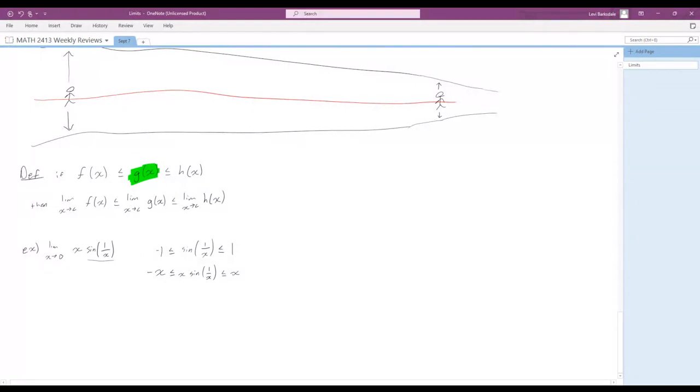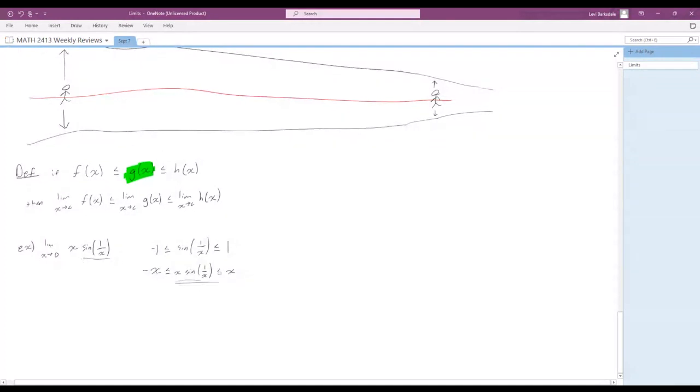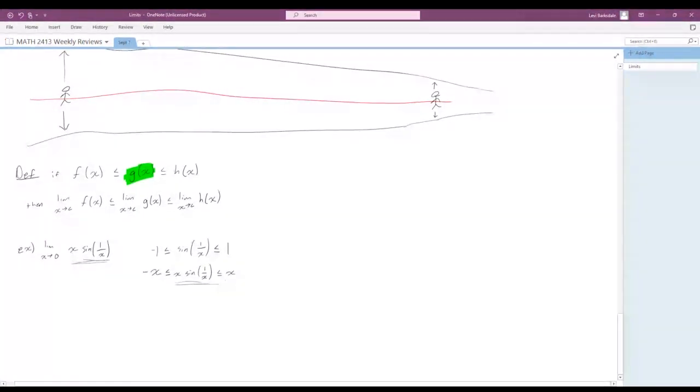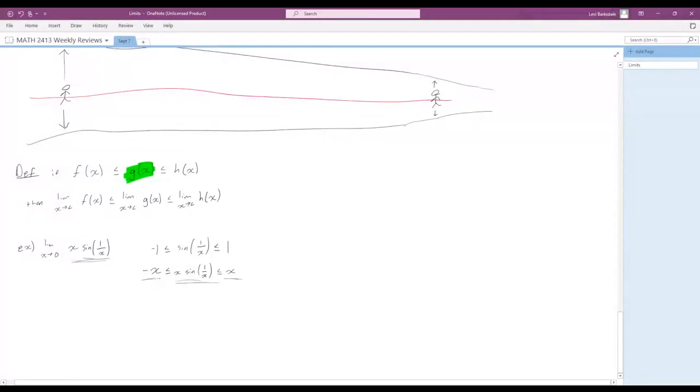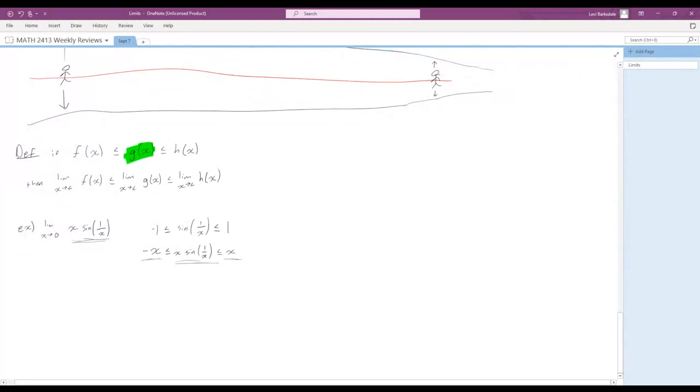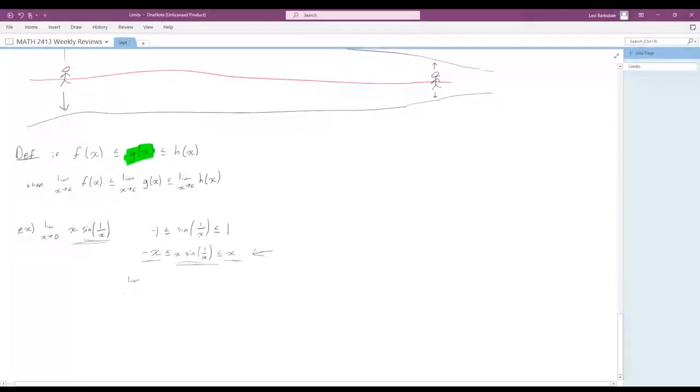Did you follow with that step? You just multiplied everything by x. Right, because I'm trying to get this middle portion, which is complicated, to look like my original function. But then x and negative x aren't complicated at all, right? So by the squeeze theorem, because this statement here is true, I know that their limits should also follow that same rule.